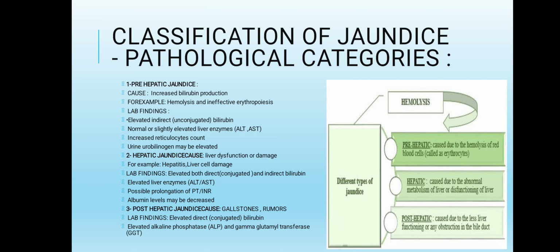Lab findings of hepatic jaundice. The first is elevated both direct conjugated and indirect bilirubin. Second is elevated liver enzymes ALT and AST. The third is possible prolongation of PT and INR. PT is the prothrombin time and INR is the international normalized ratio, which are used to assess liver function, especially the liver's ability to produce clotting factors. The fourth is that albumin level may be decreased.